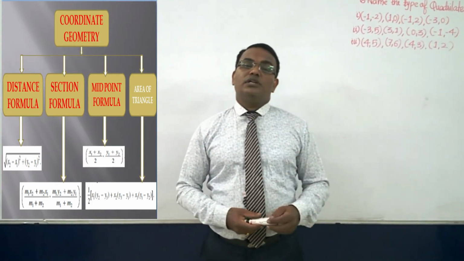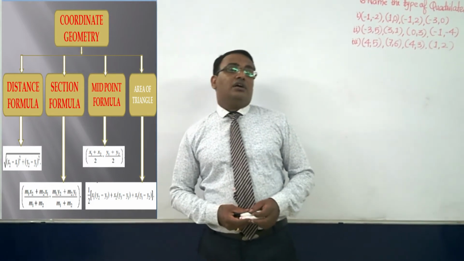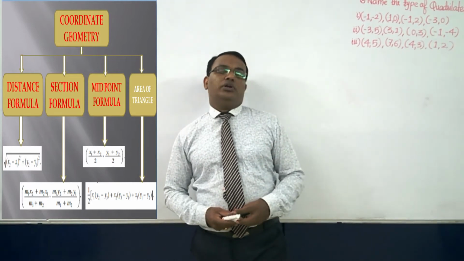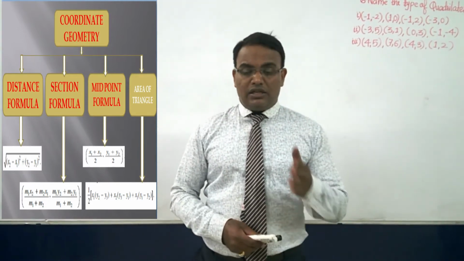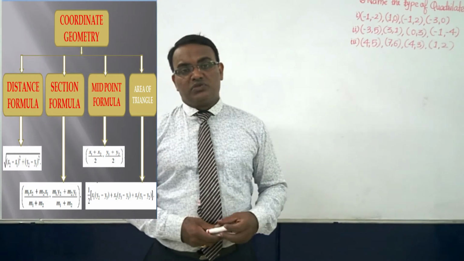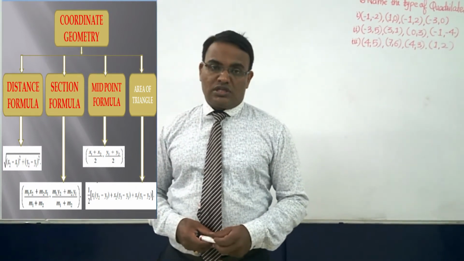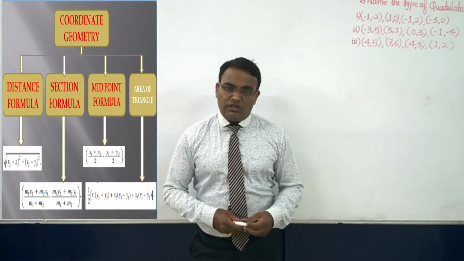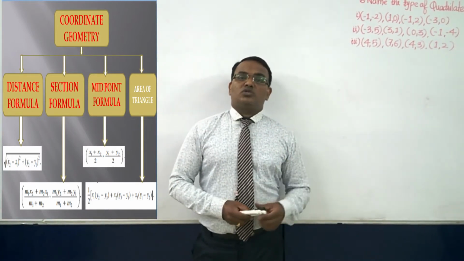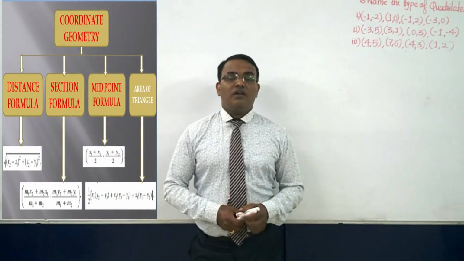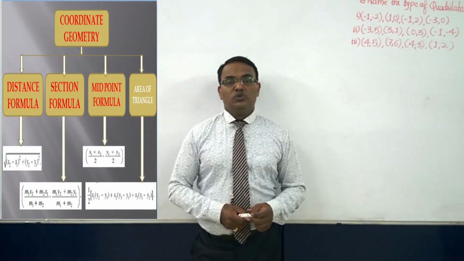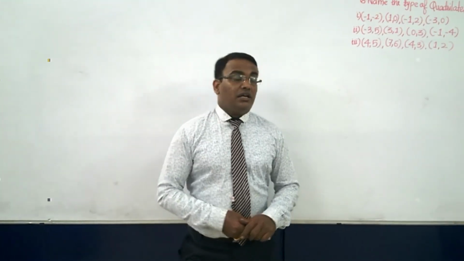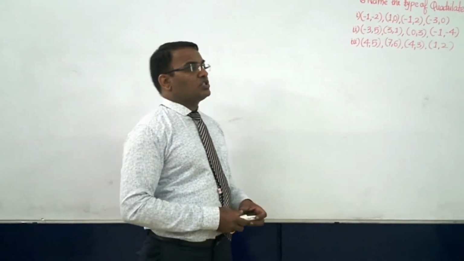Okay, then the next one is the midpoint formula, where the line is AB, and M is the midpoint of AB. Then the coordinates of M(x, y) can be found using the midpoint formula as M(x, y) is equal to ((x1 plus x2) upon 2, (y1 plus y2) upon 2). So these are the three formulas which we are going to use here. Right, now question number 6. The question is what?